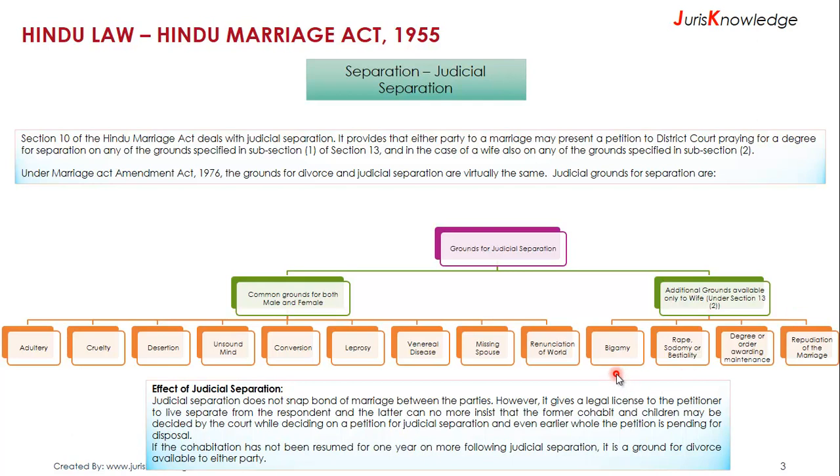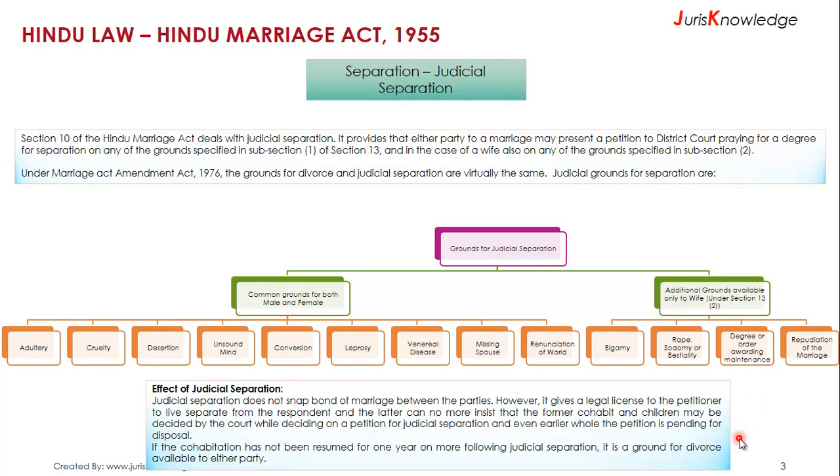First is bigamy, and the second one is rape, sexual harassment, molestation, bestiality, or sodomy. I mean, those are specific ones which happen against women, and women can seek judicial separation. Decree or award for maintenance or repudiation of the marriage. I mean, these are specific four grounds based on which the wife has an additional reason based on which they can file for a judicial separation.